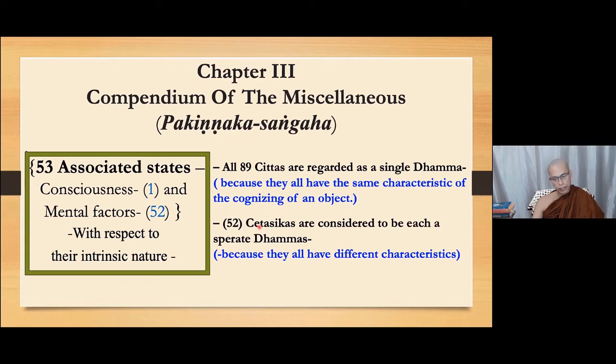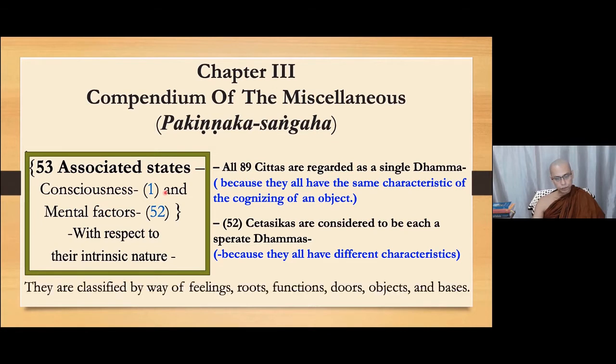The 52 mental factors are counted separately because they all have different characteristics. Each of them has its own characteristic. So Phassa, Vedana, all of them have different characteristics. We already studied them in the Cetasika chapter. So altogether, 53 dhammas. These 53 dhammas will be classified by way of feeling, by way of root, by way of function. Feeling is Vedana, root is Hetu. So in this lesson, we will study the compendiums of feeling and roots.